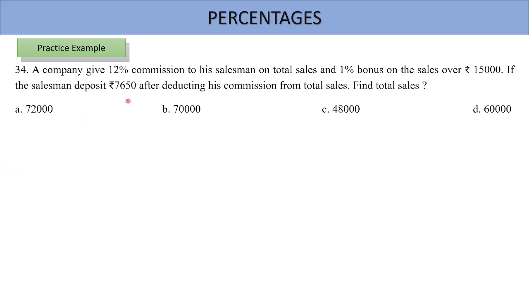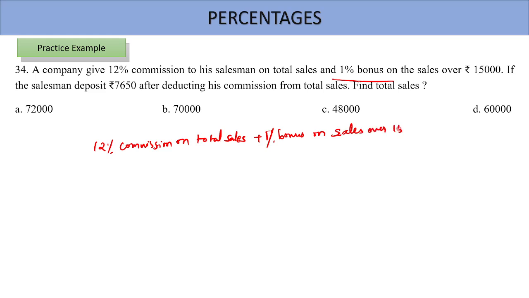24. A company gives 12% of the commission to its salesman on total sales. So 12% of commission on total sales, and 1% additional bonus, 1 percentage bonus on sales over 15,000.